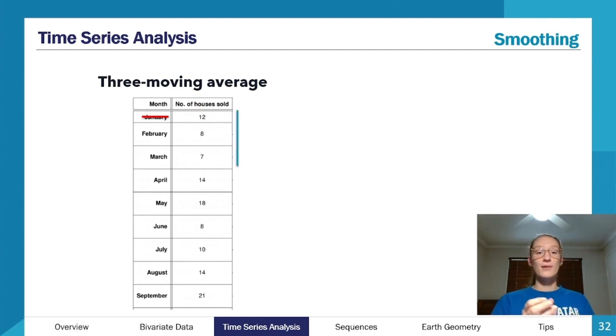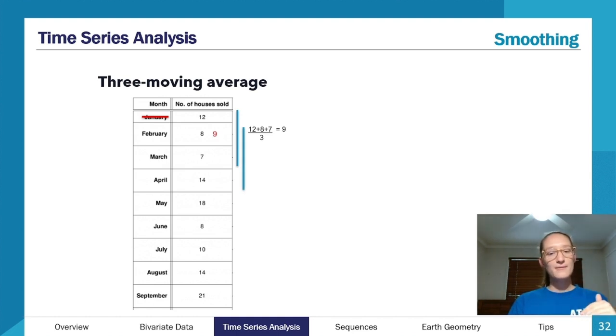But we can do February by taking the value for February, the value for January, and the value for March, adding them together: 12, 8, 7, which gives us 27, which we divide by 3, because that's the number of values we've taken, and that gives us 9. So our 3 mean smoothed value for February is 9. Then we find the value for March by averaging February, March and April: 8, 7 and 14, add them together, divide by 3, just like any other average, and we get 9.67.